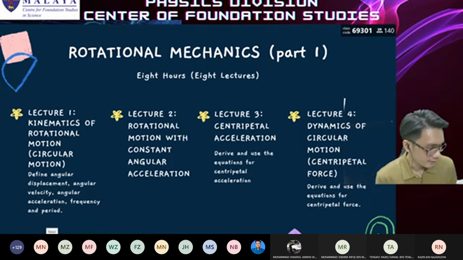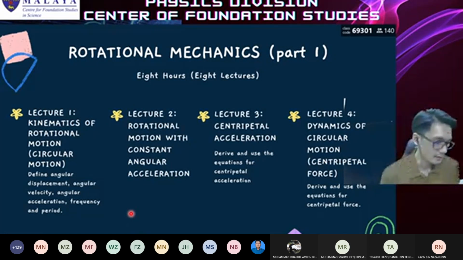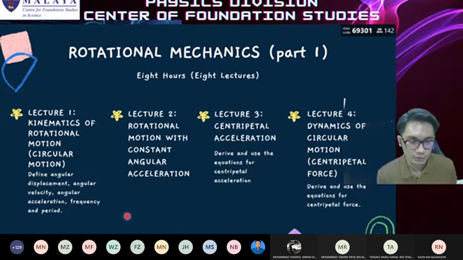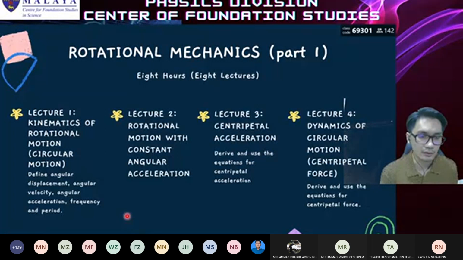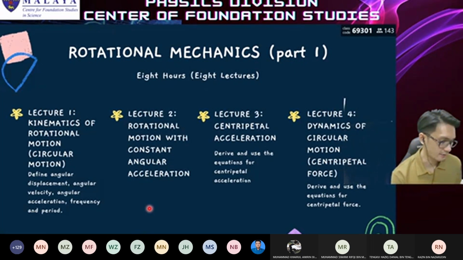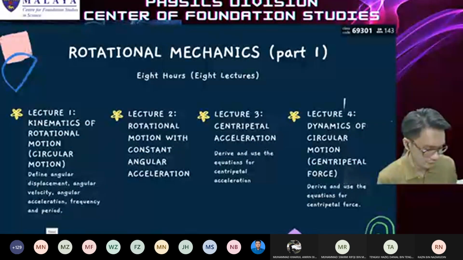Then the third lecture, we will go for centripetal acceleration: how to derive it and then use the equation for centripetal acceleration. For lecture 4, we will move into dynamics, because the first, second and third lectures are all about kinematics. The fourth lecture is about the dynamics of circular motion. If you don't know the difference between kinematics and dynamics, kinematics is more about motion without force, and in dynamics we include force. That's why we will learn centripetal force, and we will derive and use the equation for centripetal force.